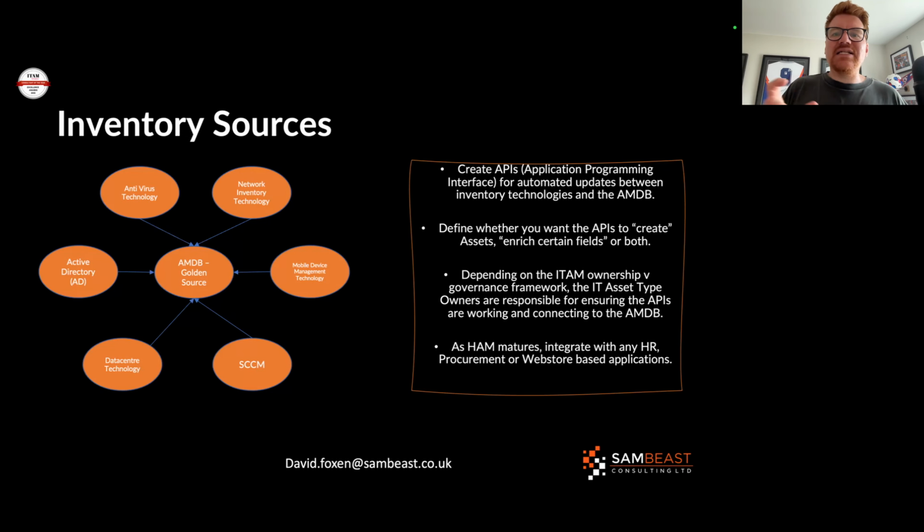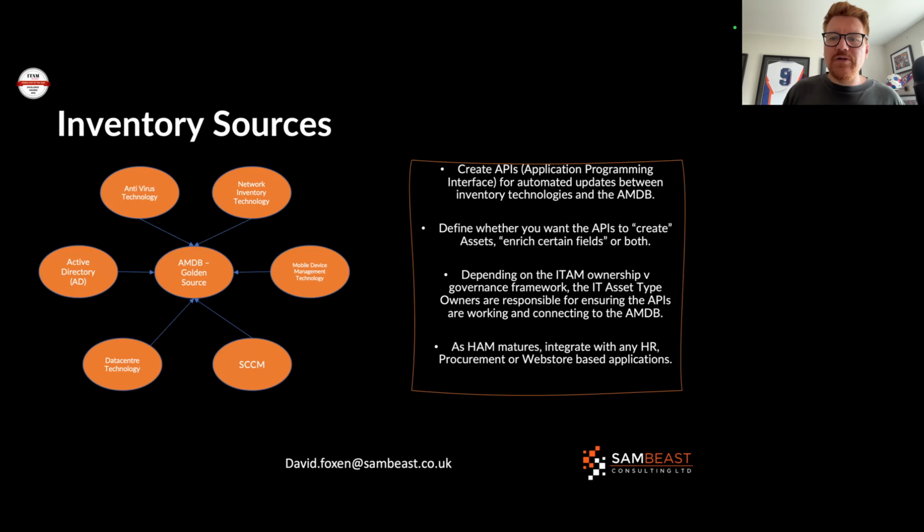There's a silly typo in the serial number, for example, on the record that's already in the AIMDb, but it gives you that audit and that clarity that what is being created by these inventory sources is actually new and is an asset that you do not already have within your AIMDb. Depending on the ITAM ownership versus governance framework, we've done a webinar on this before.